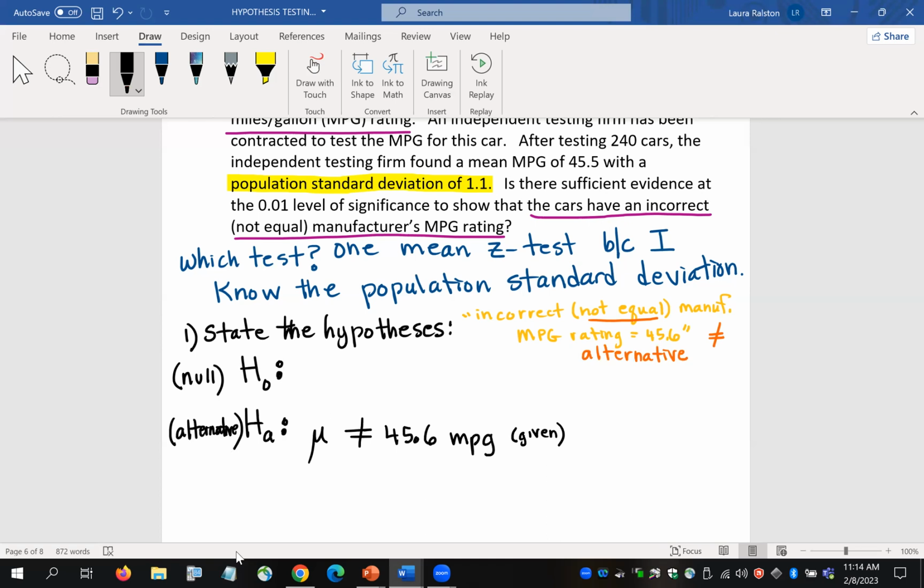I can figure out what the null should be in this case because they are the exact opposites. The opposite of not equal would be equal. So my null hypothesis is that the mean equals 45.6 miles per gallon.